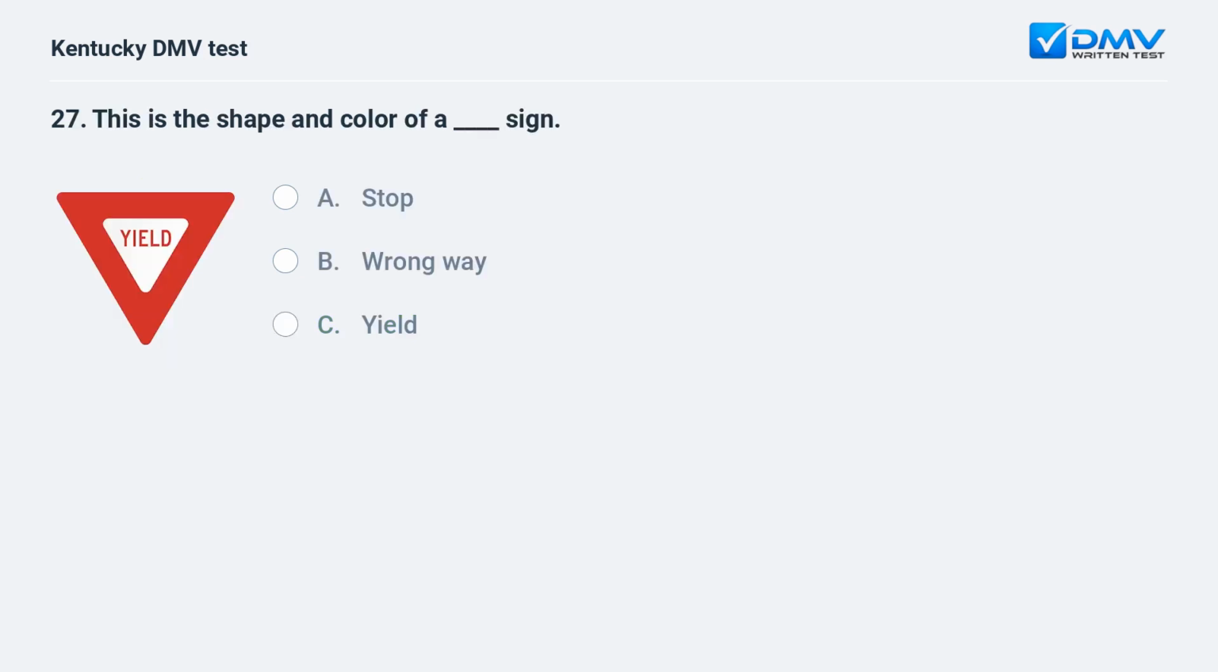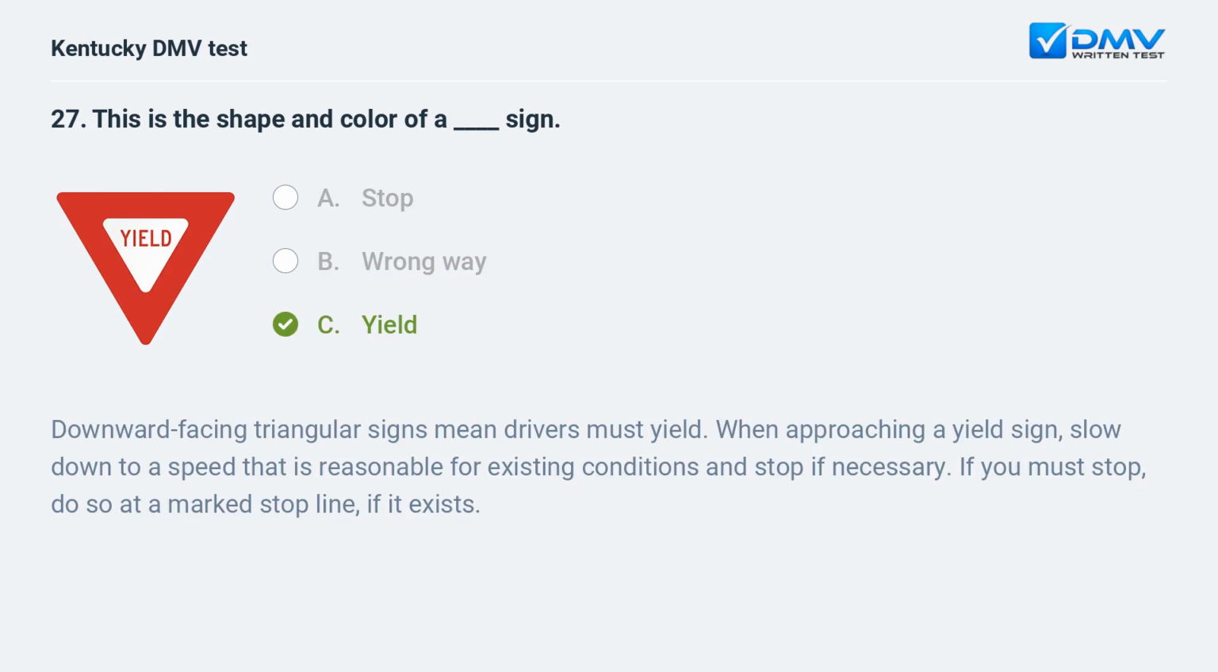This is the shape and color of a: A. Stop sign. B. Wrong way sign. C. Yield sign. C. Yield. Downward-facing triangular signs mean drivers must yield. When approaching a yield sign, slow down to a speed that is reasonable for existing conditions and stop if necessary. If you must stop, do so at a marked stop line, if it exists.